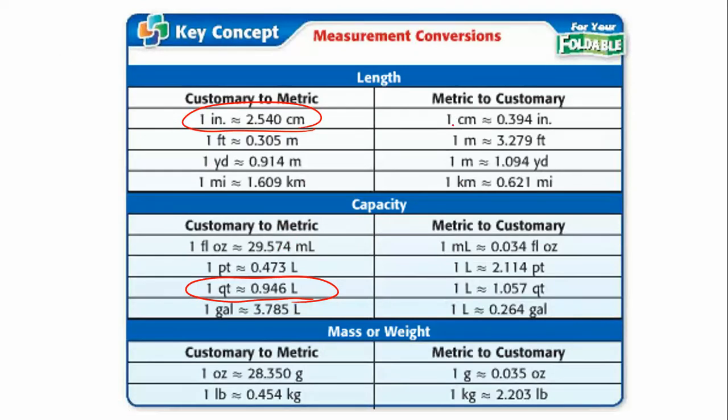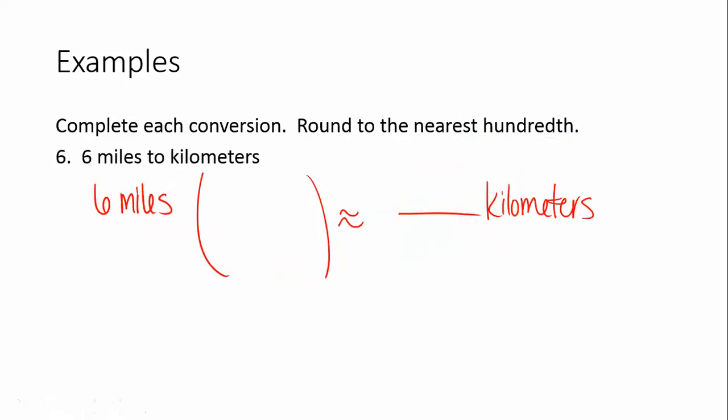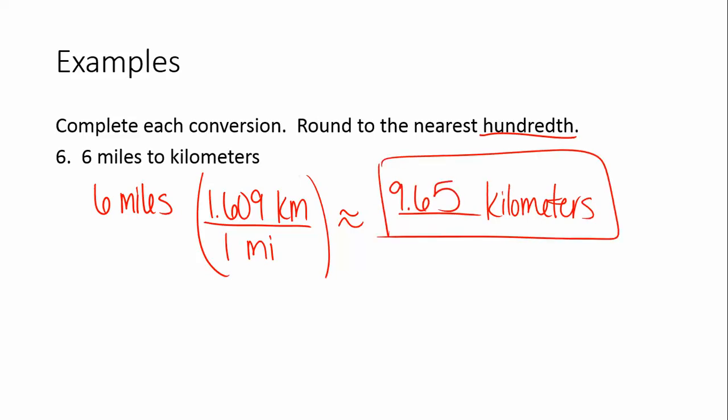And we're talking about length. And here's the conversion. 1 mile is about 1.609 kilometers. So think about which one you want on top, which one you want on bottom. We want the miles to cancel, so 1 mile is about 1.609 kilometers. So you're going to take 6 times 1.609. You get 9.654. Again, we're rounding to the nearest hundredth, so it's about 9.65 kilometers in 6 miles.